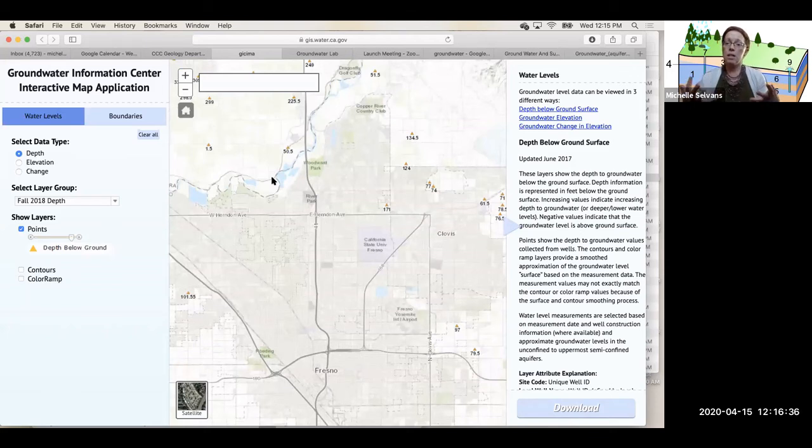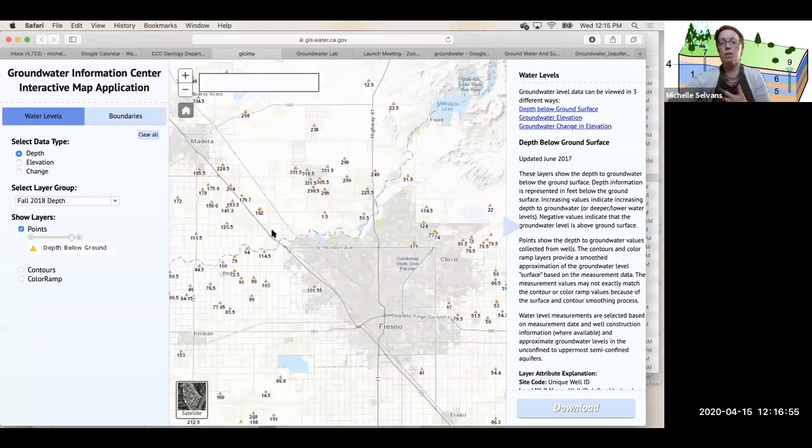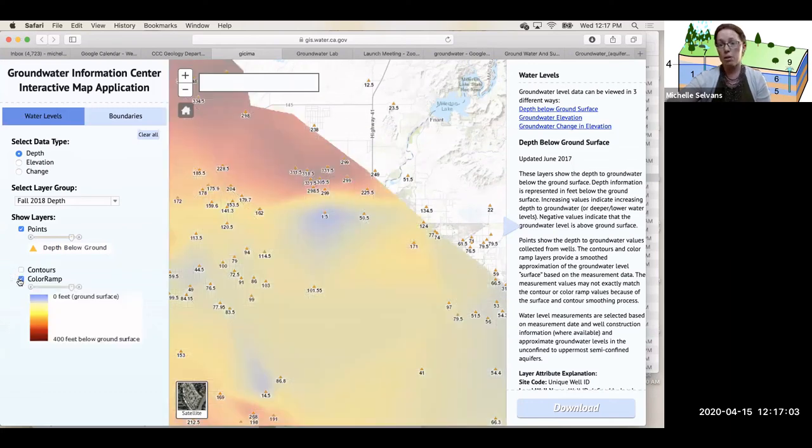So in this case, for the first question, I'm asking you to think about which of these points is closest to Clovis Community College, the main campus, and tell me how deep, therefore, the water table is at that location. You will also consider the difference between the Fresno area and how deep the water table is in Madera, not too far away. And for that, I'm asking you to actually use the color ramp. That's a little bit easier way to look at that information.